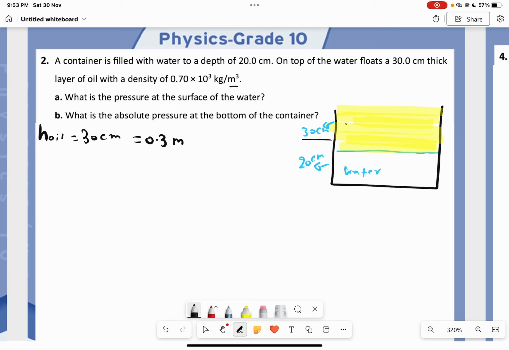Then you have height of water. Let's just say HW is equal to 20 centimeters, and this one is equal to 0.2 meters, okay? Then guys, you have density of oil, which is equal to 0.7 times 10 to the power of 3 kilogram per cubic meter. Okay. Then it says, what is the pressure A?